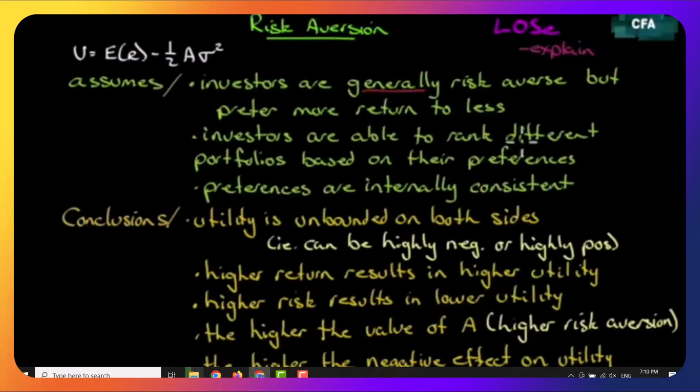Investors are able to rank different portfolios based on their preferences. Now, you may stop here and say, wait a minute, I know some pretty stupid people. They can't do that. They don't even know what risk they're taking on. And besides, I said it earlier that I've seen some cowboys out there taking risk. I don't say they're risk-seeking. I say they're risk-ignorant. Are they able to rank their portfolios based on their preferences? Well, here's the deal. They don't have to be.